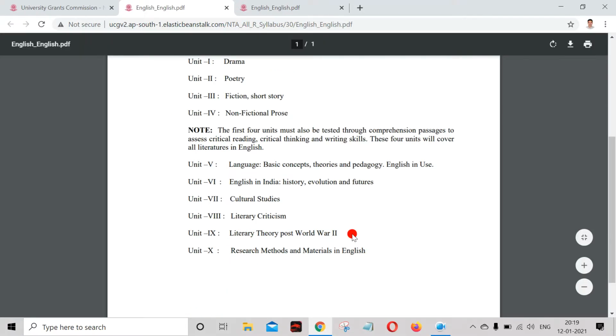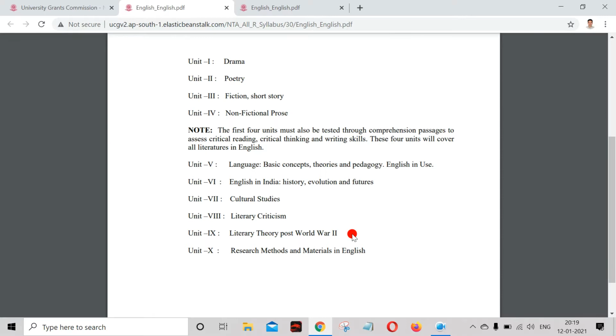So here you see unit number 5, language: basic concepts, theories and pedagogy, English in use. Dear students, now this exam is testing your abilities in language and particularly in the English language. Here you have a major component of English language. For that you have to study language, and in language you have the use of language in particular or in general. You have to cover again the development of language, components of language, how language is comprised, what the basic function of language is, and how you can dissect the language codes.